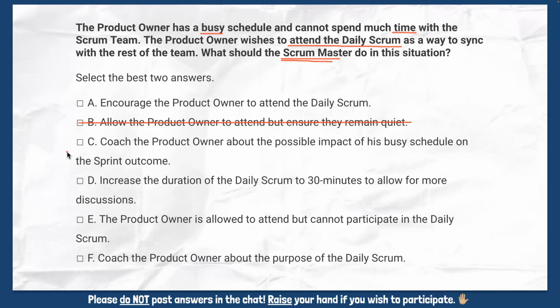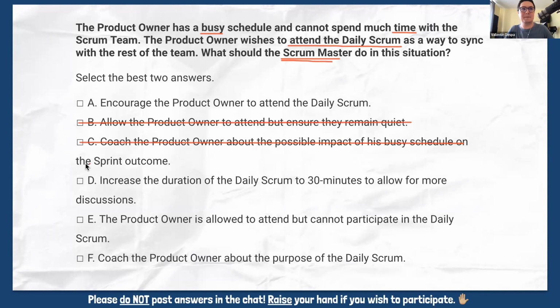Coach the product owner about the possible impact of his busy schedule on the sprint outcome. You like this answer? Is there anything wrong with this answer? You want to move on? I don't think so. It's a good reason. Because when we are saying it's a daily scrum, yes, so this, I don't think so. C is not a good option. Okay.